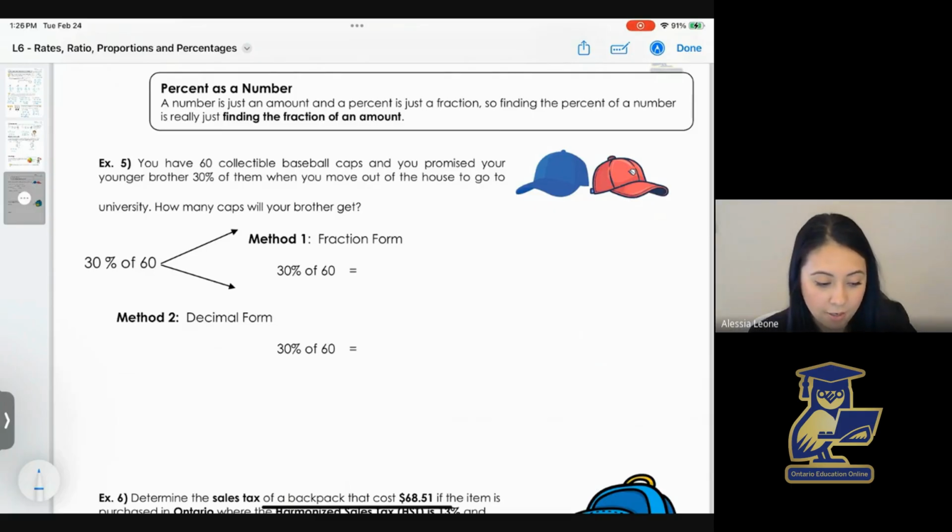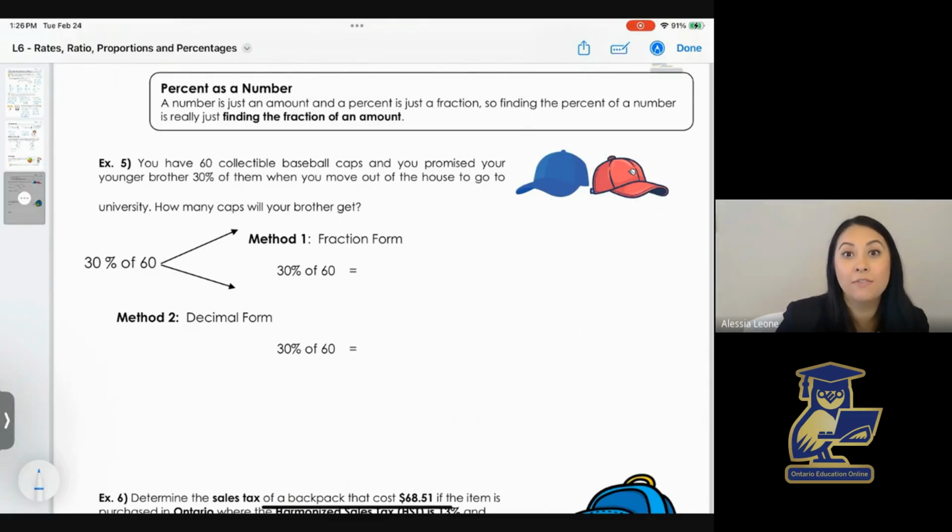Let's take a look here at the blue and red hats. It's asking us, you have 60 collectible baseball caps. You promised your younger brother 30% of them when you moved out of the house to go to university. So how many caps will your brother get? So we need to find 30% of your 60 hats. What is that number? Because that is how many hats your brother will get.